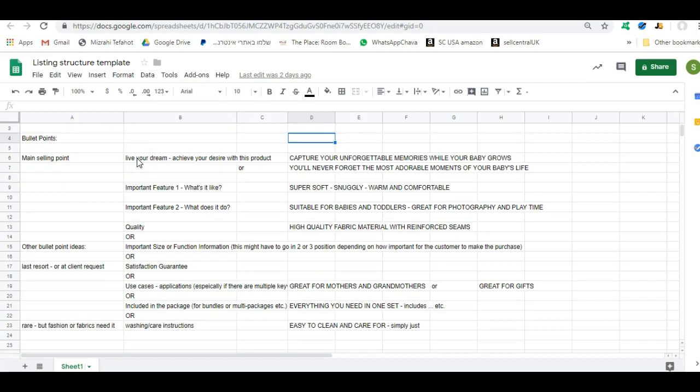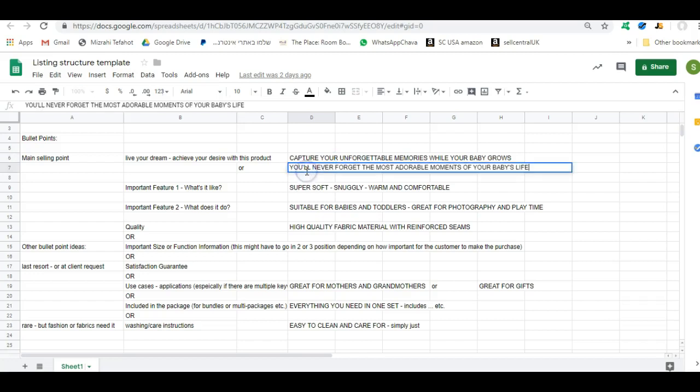Okay, the bullet points. This is my own formula that I created. I think it's very effective. At least in the first bullet point, sometimes in the first 2 bullet points, I want the customer to live out their dream or to achieve the desire, the solution. I don't say this will solve your problem. I try to already take them into the world of the solution. So in other words, capture your unforgettable memories while your baby grows. This is a little bit on the borderline, right? Because you're telling them that they could do this, right? So it's kind of like penultimate.